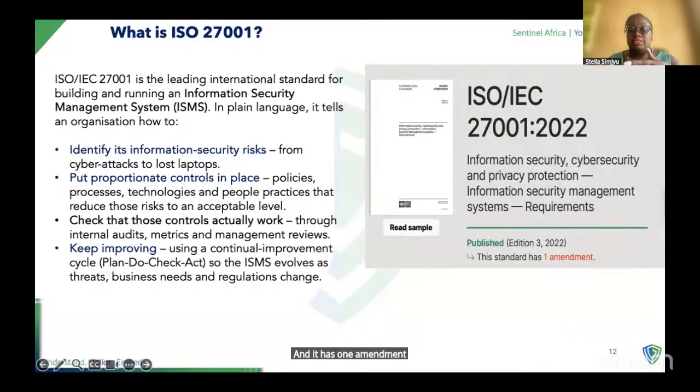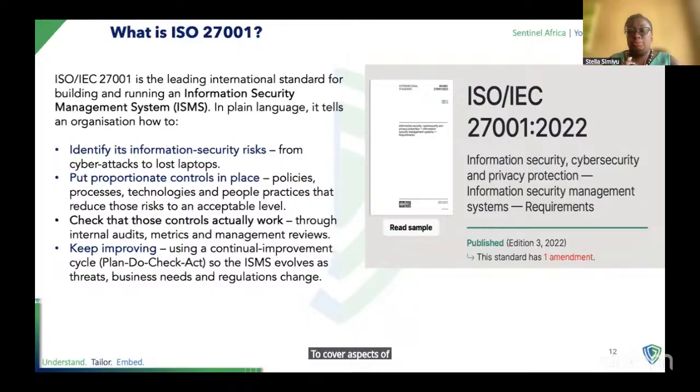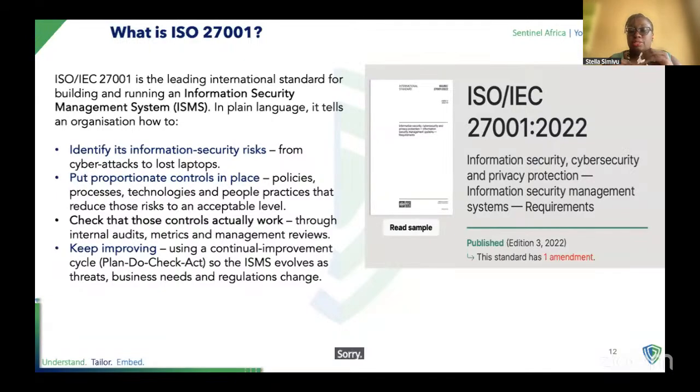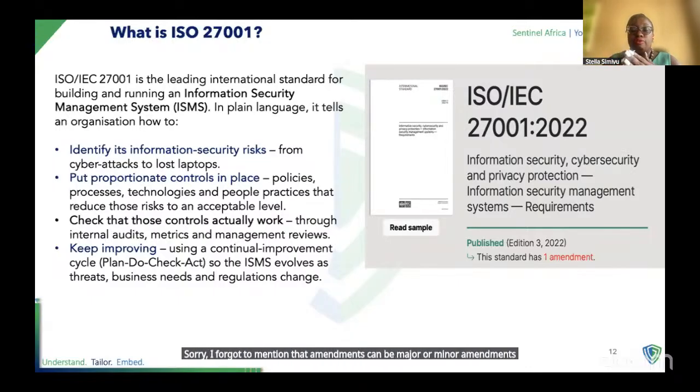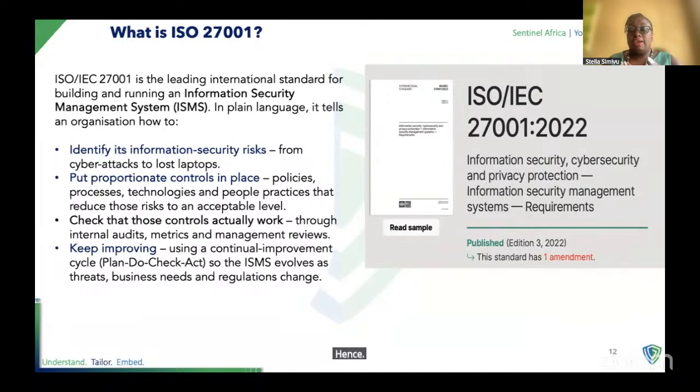So ISO standards are frequently reviewed for changes that happen. The amendment that happened was a 2024 amendment to cover aspects of climate change. So this 2022 standard covers information security, cybersecurity, and privacy protection. Sorry, I forgot to mention that amendments can be major or minor amendments. So the 2024 version was a minor amendment. Hence, the standard for which you're certified against remains the 2022.